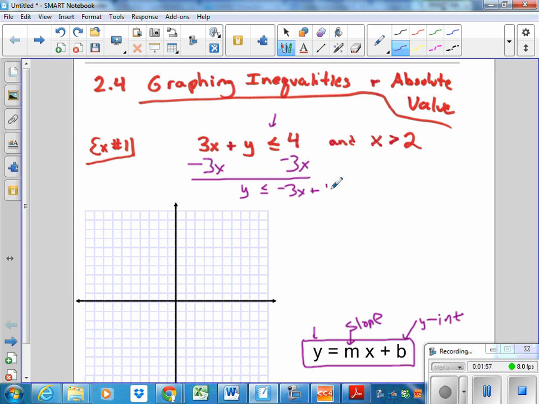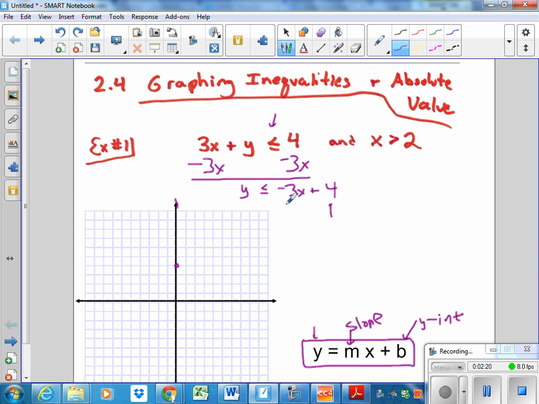Now that's a line with a shaded side. So let me do the line first. Where do I start? I start with the y-intercept. B is sometimes thought of where to begin. So I'm going to begin at 4 units up on the y-axis. This is the y-axis right there. So 1, 2, 3, 4. I'm going to start right here.